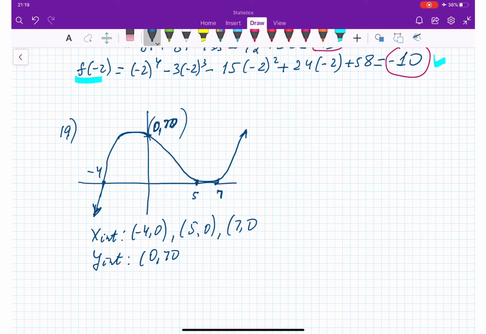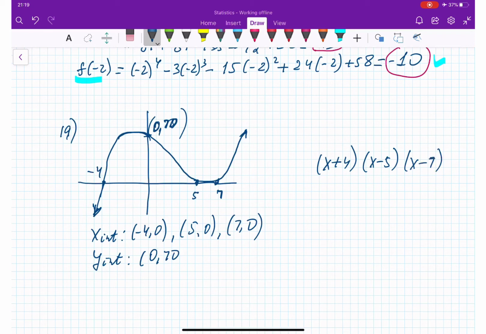Okay, so to restore the equation, when we use the x-intercepts, we are going to flip to the opposite sign, right? If it's negative 4, it's going to be x plus 4. If we have positive 5, it's going to be x minus 5. And if we have 7, it will be x minus 7.